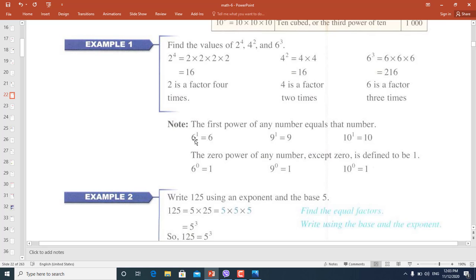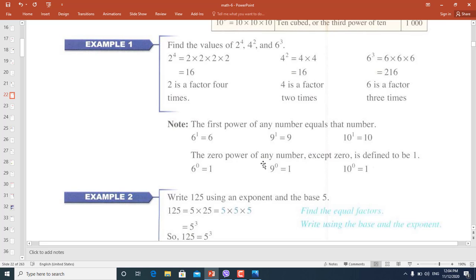And we have this note: the first power of any number equals that number. So for any number we have, for example 6, its first power, the power is 1, means it is 6, the same base, okay? And 9, its power is 1, so it's the same number 9. And 10 exponent 1, that means repeated 1 time, so it is 10.